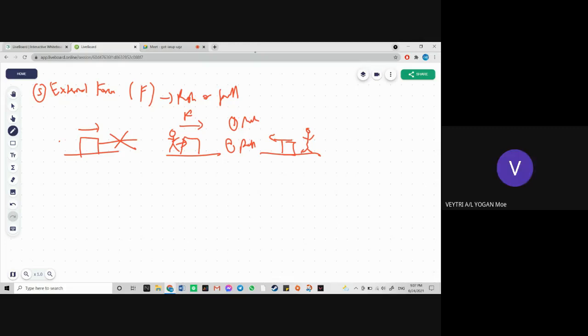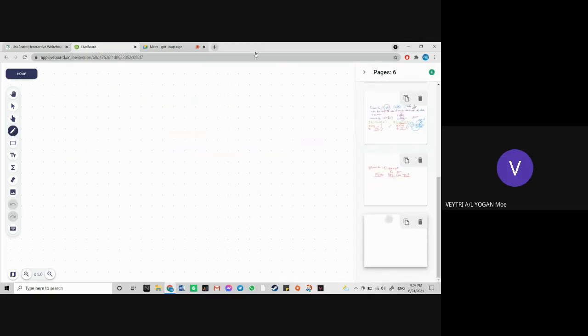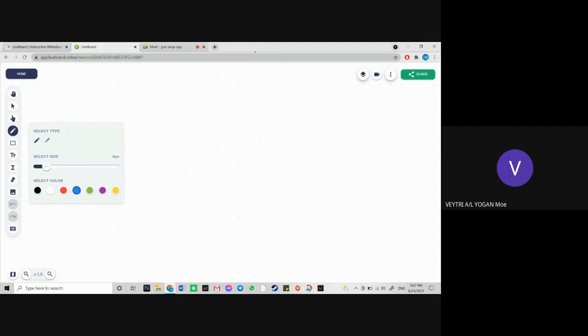Now, the fun part about all these forces is for you guys to create a free body diagram. So, what is a free body diagram? A free body diagram is basically a representative. It represents all the forces in that motion. Let's have a look at a couple of free body diagrams.